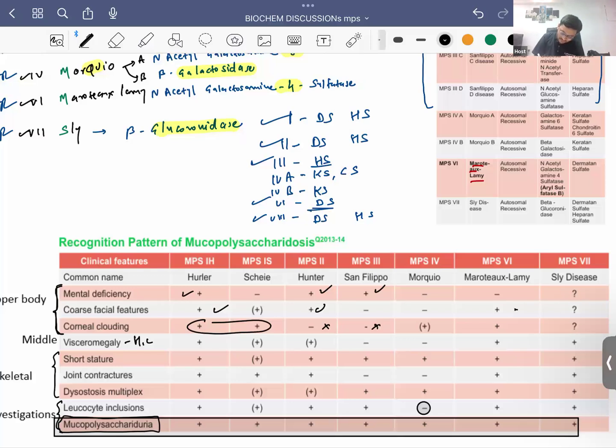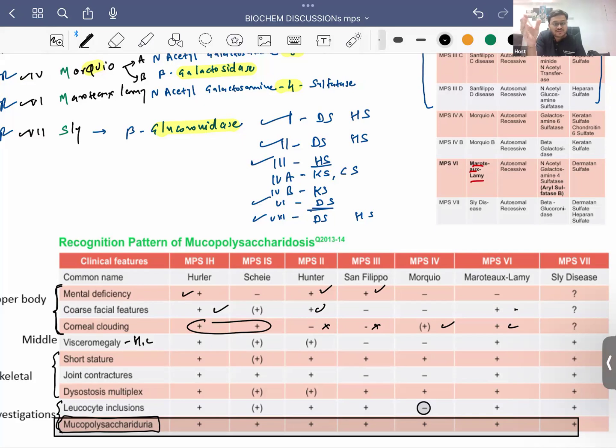Then it is seen in type 4 and in type 6. Type 7 may or may not have. So type 2 and type 3 are the conditions where you will not see corneal clouding. If a question is given to you where options from 1 till 4 are given, and the mention of corneal clouding is there, automatically type 2 and type 3 will be excluded.